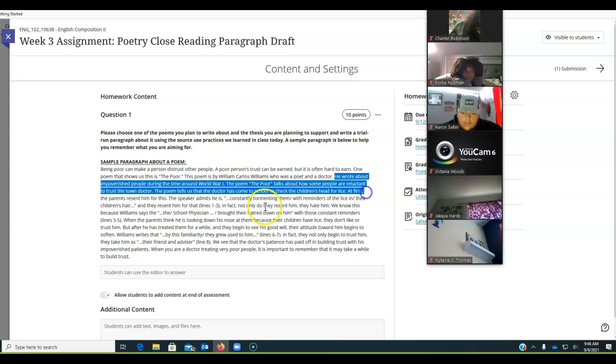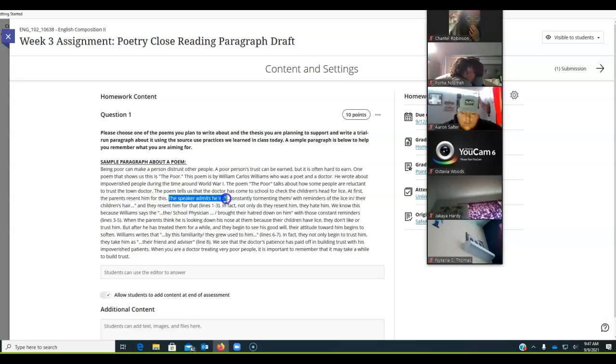Then you have a little summary of anything you might know about it and what the poem is about. Then we quote it, and we quote it more than once, and each time we quote it, we use an introductory phrase. The speaker admits he is, comma, quote. We put slashes for the line breaks. So every time there's a line break, you put in a slash.